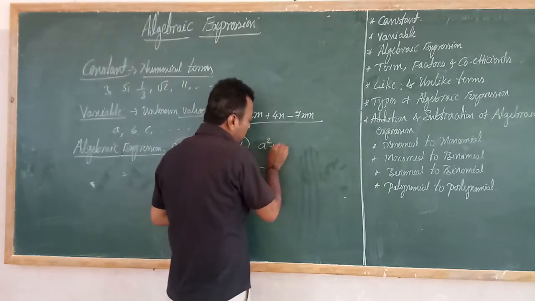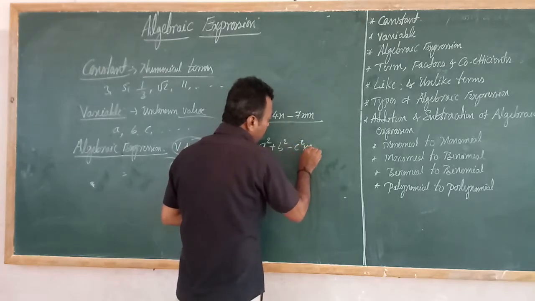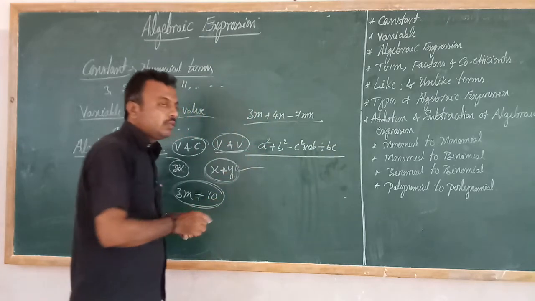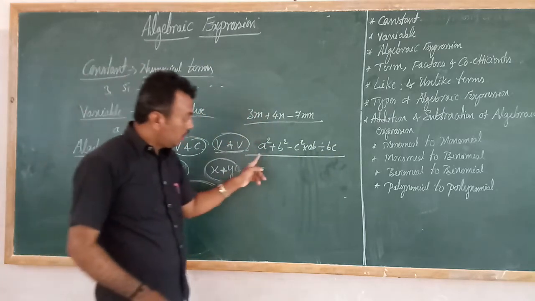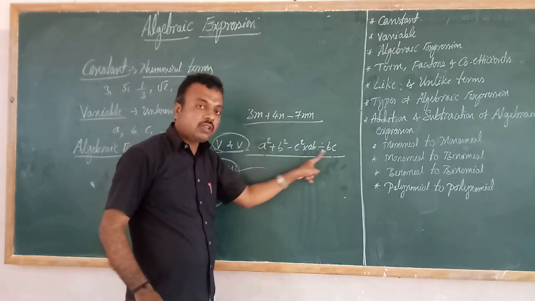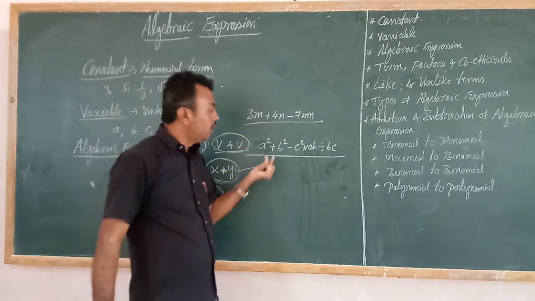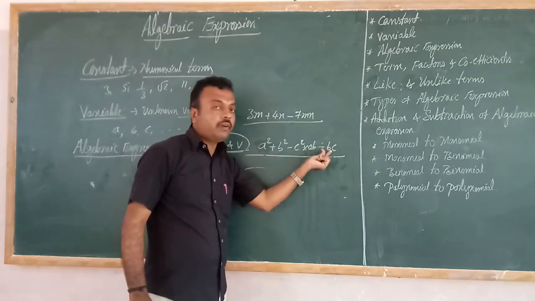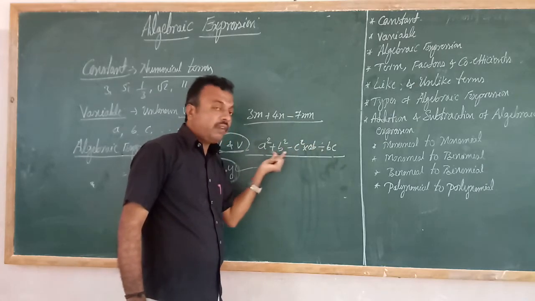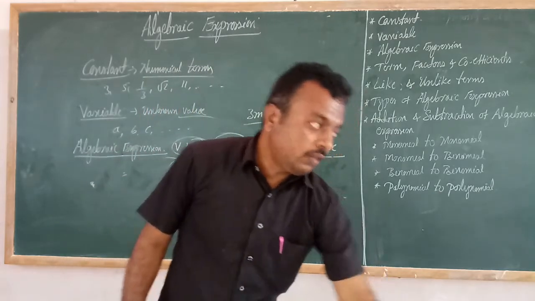a square plus b square minus c square into ab divided by bc. See, is it an algebraic expression or not? Yes, it is also an algebraic expression. a, b, c, ab, bc are all variables, connected by plus, minus, into and divided by. So when all four fundamental operations connect these variables, it is called an algebraic expression. Okay, so next one.